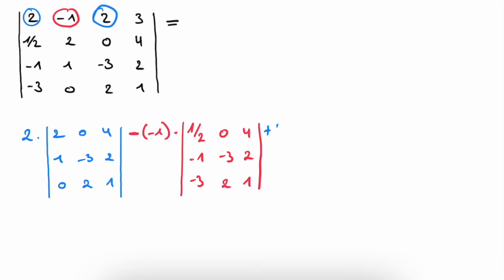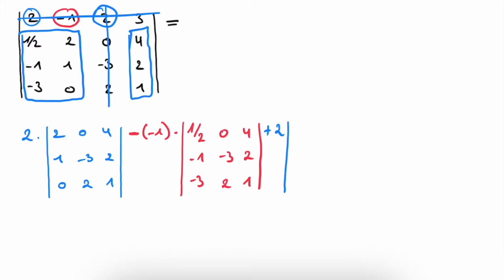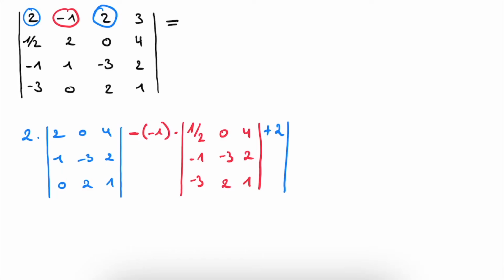And then we can get to the next number, which is this 2 over here. And here again, we get a +2 times the determinant that remains if we ignore the column and the row of which this 2 is a part of. Now we get that these 6 numbers and these 3 numbers will make up our determinant that we have to multiply by this 2. This means that we get the determinant of 1/2, 2, 4, -1, 1, 2, -3, 0, 1.